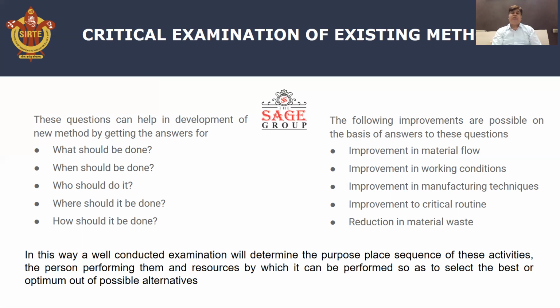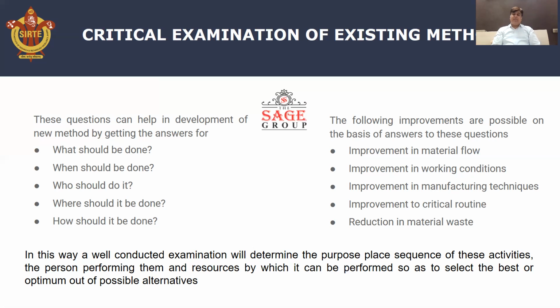We can use the new manufacturing techniques so that the rate of manufacturing can be increased. Improvement in critical routine. This is the most important. The routine can be improved. Whenever we work, the routine is being set. So we have to improve that particular routine. By getting the answers for these questions, we can improve the critical routine.